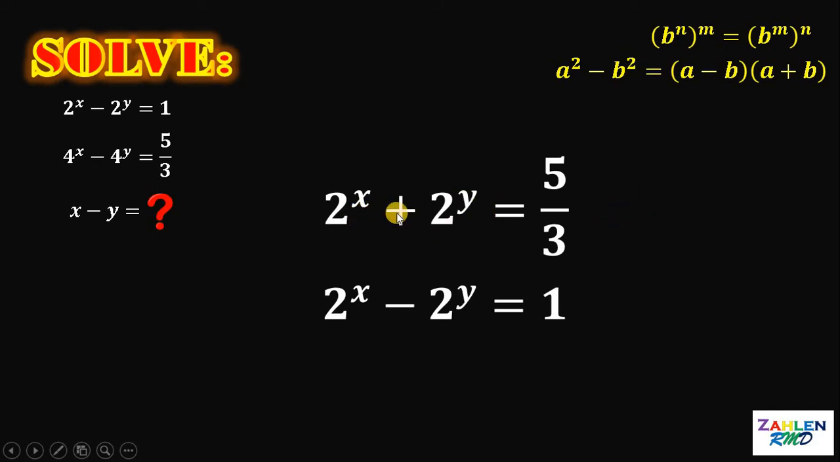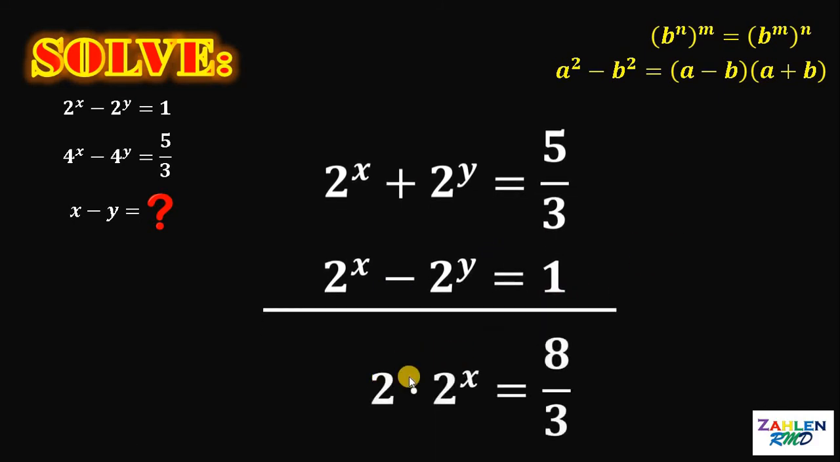Now, let's first solve the value of 2^x. To do that, let's add both equations. If we do that, we cancel out 2^y and negative 2^y. This will give us a result of 2 times 2^x equals 5/3 plus 1, or simply 8/3. Now, divide both sides by 2. This will give us the value of 2^x as 4/3.